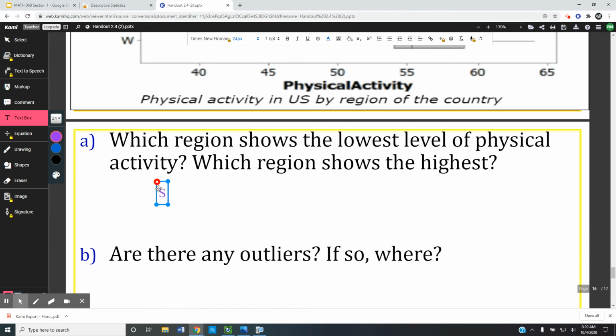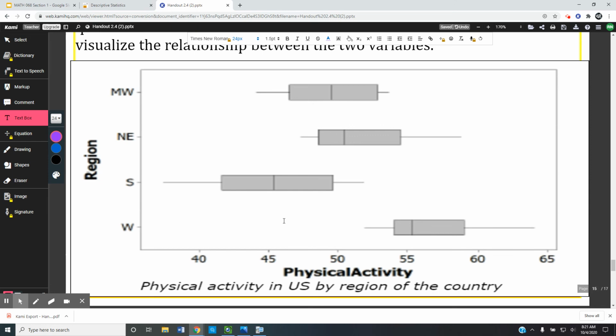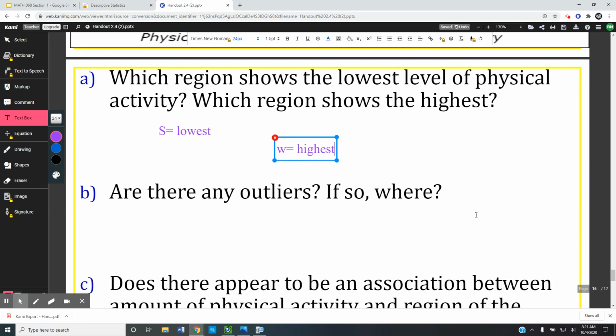South is the lowest, and the West is the highest. Are there any outlier data? No, there's no. Look for asterisks. If you don't see any asterisks, then the answer is no. No outliers.